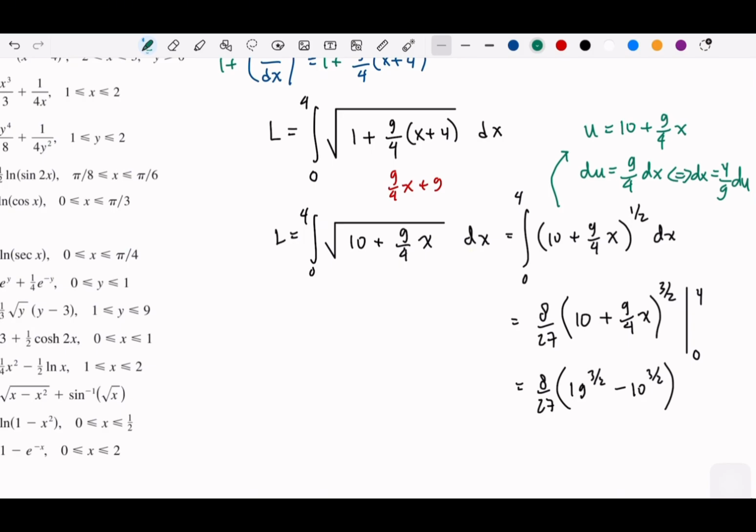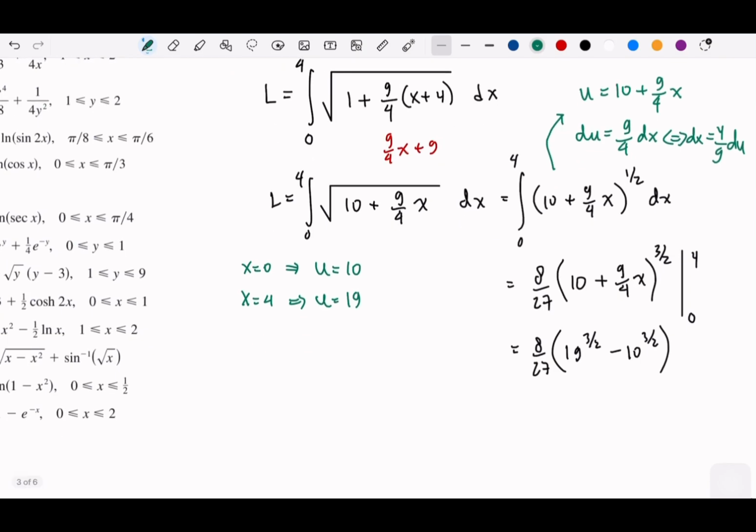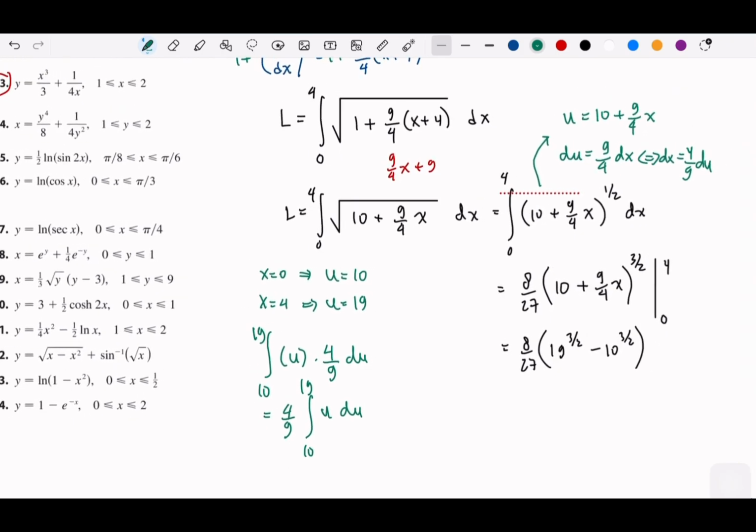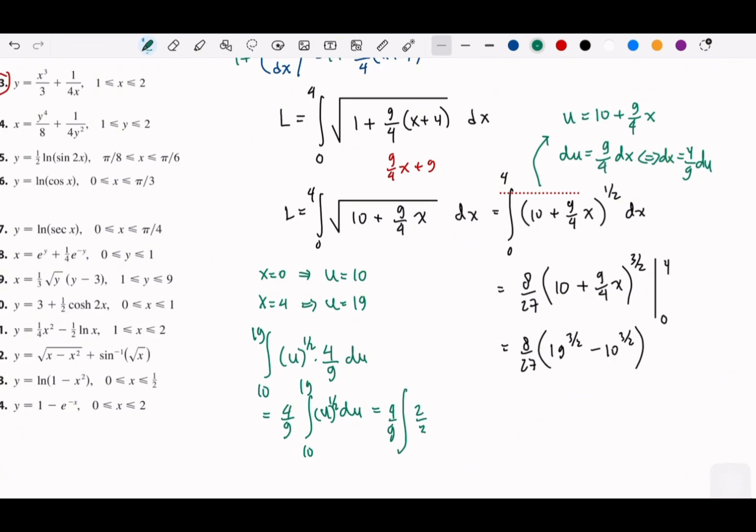For example, let me just give the alternative for this u. Okay, so x is 0, u will be 10. x is 4, u will be 19, right? So this will be 10, 19. This will be u to the half, and then multiply with 4 over 9 du. And 4 over 9, I will factorize. This is u to the half du, okay? And then u to the half becomes 2 over 3 u to the 3 over 2, okay?